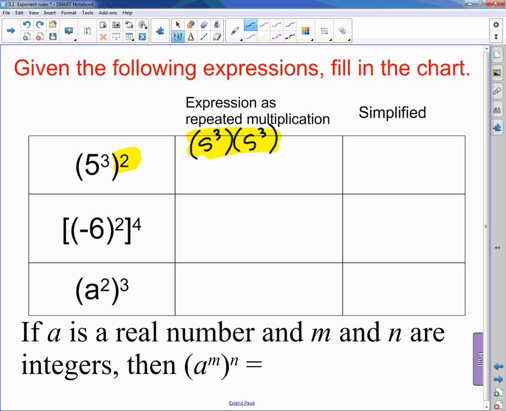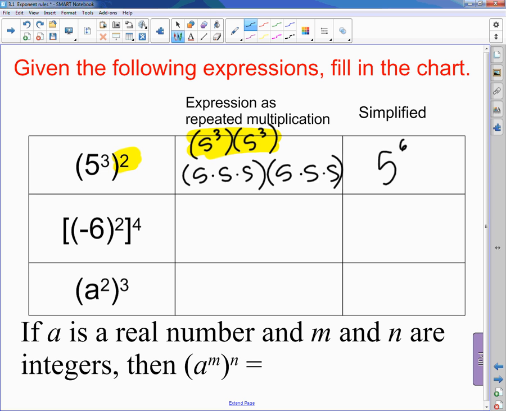So now I'm going to go ahead and write each of those out. 5 to the third is just 5 times 5 times 5. And 5 to the third is, again, 5 times 5 times 5. Now, if you notice, I have a bunch of 5s multiplying each other. I actually have 1, 2, 3, 4, 5, 6 of them. So I really have a 5 to the 6th.